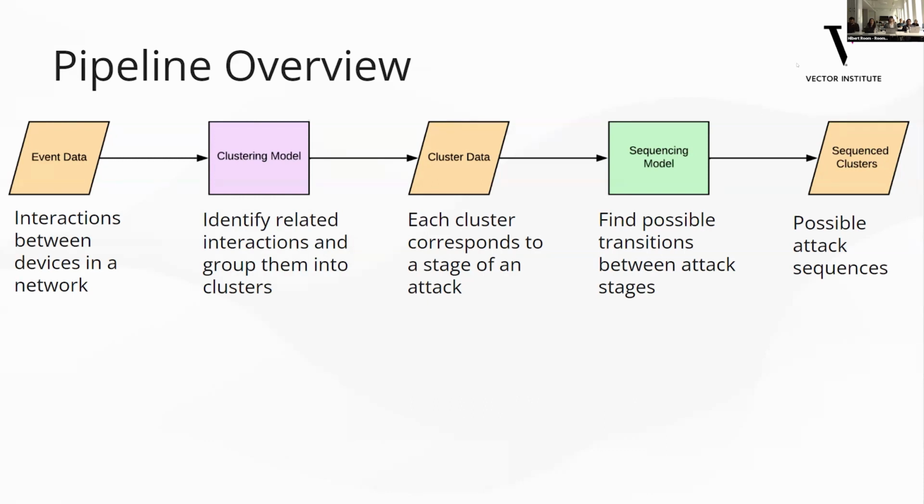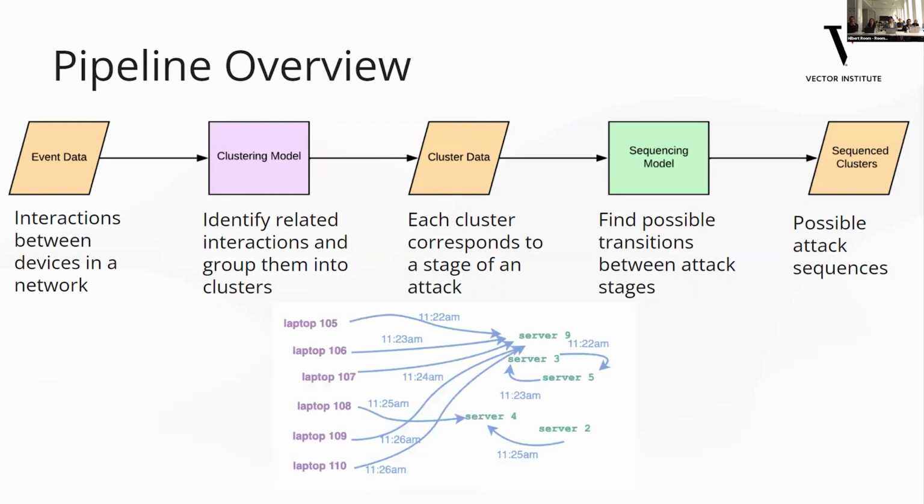So this is a visualization of the two-stage pipeline that Rajdeep just touched on. Now let's go into the details of this pipeline with a very simple hypothetical attack situation. We start with event data, which are interactions between devices in a network. In this example, there are internal servers and outside laptops, and they're all talking to each other. One arrow represents one message, event, or communication, and it has a timestamp associated with it.